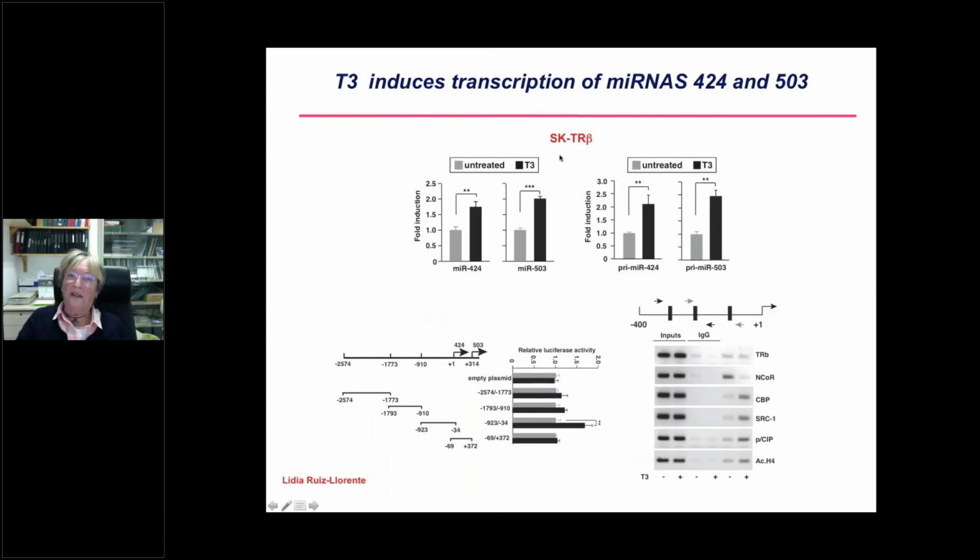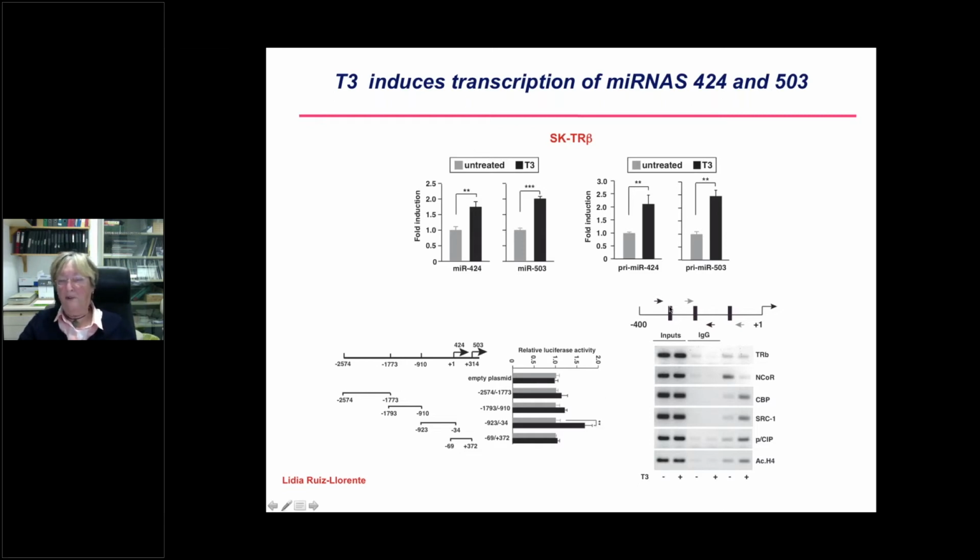When we incubated the cells that express TR beta with the hormone, you can see that these microRNAs are induced, and also the primary transcript, the pre-microRNAs 424 and 503, were similarly induced, and this is not surprising because these two microRNAs are transcribed as a bicistronic message. They share the same promoter, and in luciferase transcription assays, we could observe that the promoter of these microRNAs contains sequences that are able to mediate hormone-dependent stimulation of transcription.